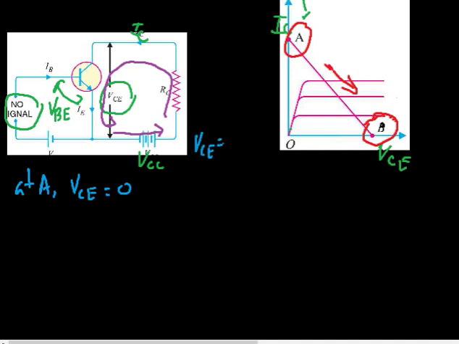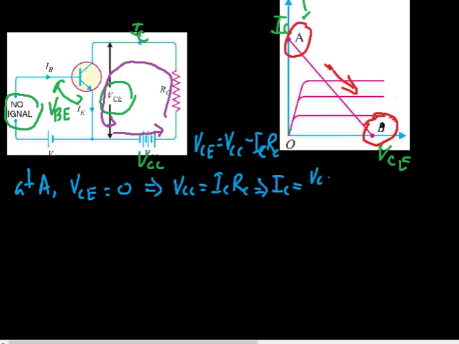VCE is equal to VCC minus ICRC. We are going to use this relation for the next discussions. So when VCE is equal to 0, then the above equation becomes VCC is equal to ICRC, or the value of IC for which VCE is 0 is given by VCC by RC, which is the point represented by A.